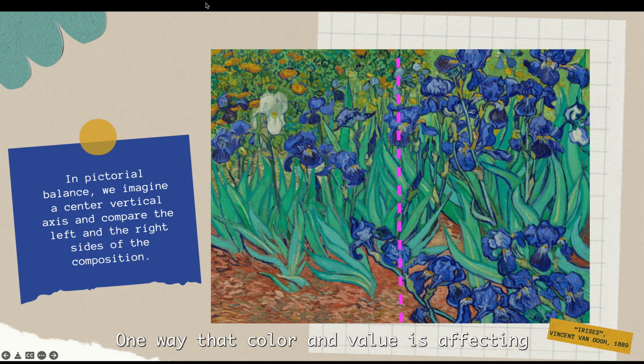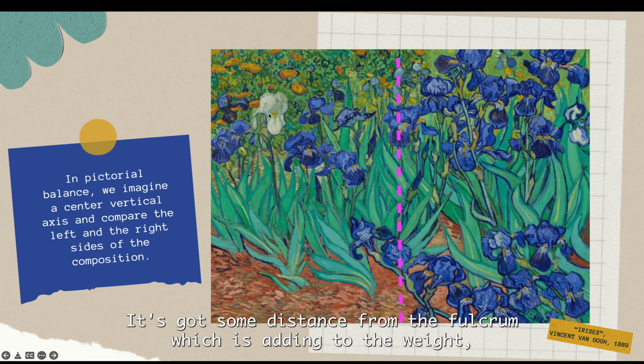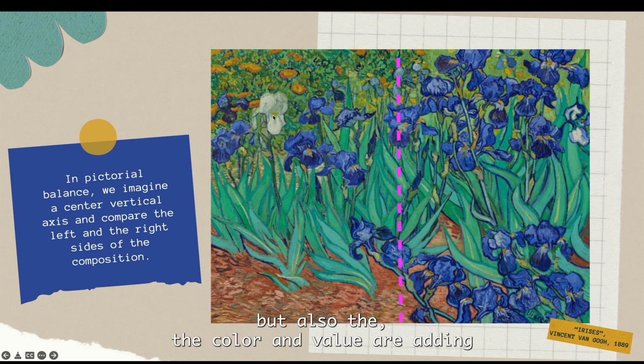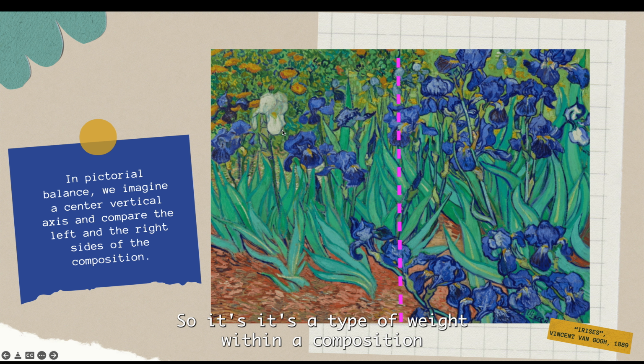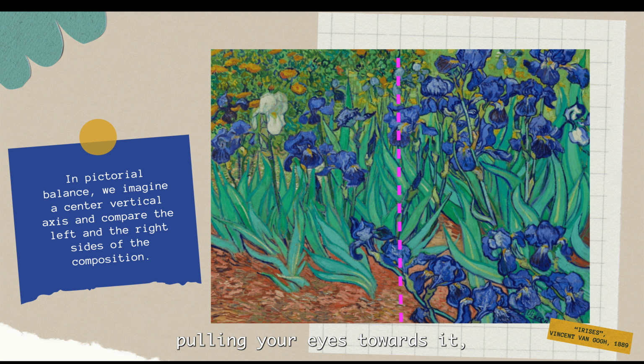One way that color and value is affecting the balance on this is that white iris here on the left side. It's got some distance from the fulcrum, which is adding to the weight, but also the color and value are adding to the weight because it's bringing attention to it. So it's a type of weight within a composition that it's pulling. You can think of it like physically pulling, but it's pulling your eyes towards it, which is creating a type of weight.